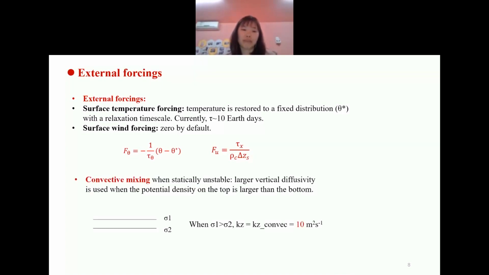Similar to MIT GCM, we also considered convective mixing when static instability occurs, that is, we use a much larger vertical diffusivity when the potential density on the top is larger than at the bottom.